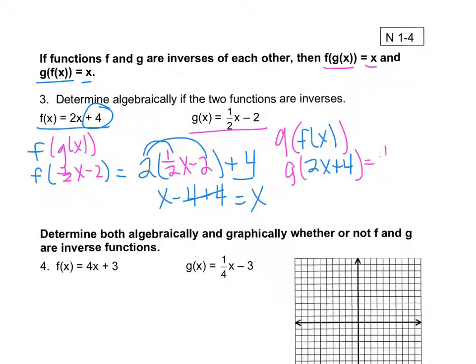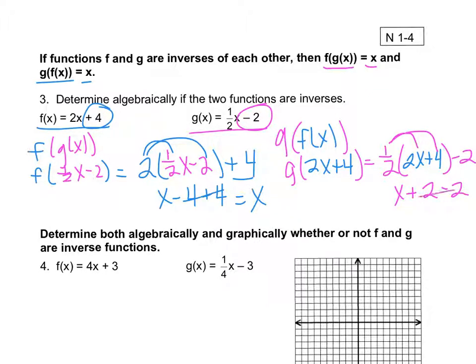So I should have 1/2 in place of x. I'm putting 2x plus 4. And then notice on function g we're subtracting 2. So I need to distribute. So 1/2 times 2x is just a 1x. 1/2 times 4 is 2.